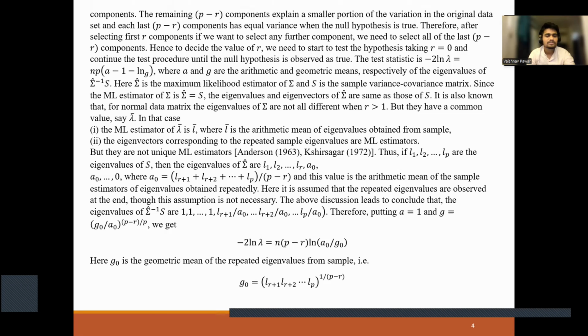The selection process involves repeated hypothesis testing. We start with the smallest eigenvalue and move upward. Once the hypothesis becomes true, we stop and the selected components are used for further analysis. If the chi-square is rejected, we have to continue the hypothesis testing procedure. A naught is our arithmetic mean, and G naught is our geometric mean.